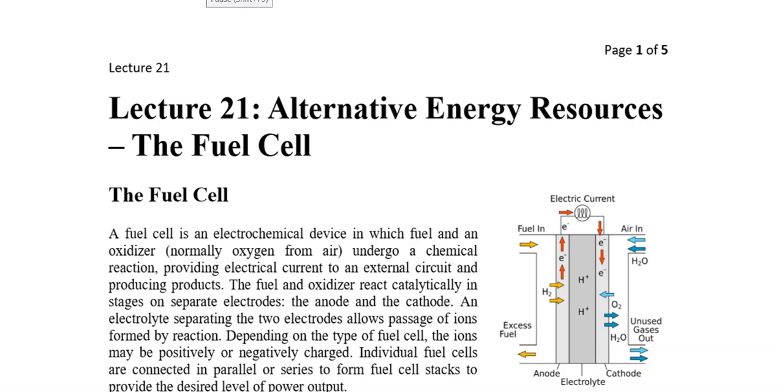Lecture number 21, alternative energy resources, and in this topic we will be talking about the fuel cell. You might have heard the news nowadays that the IC engine, or internal combustion engine, is going to be obsolete in the next 10 to 20 years, because more and more electric vehicles will be coming into the market.